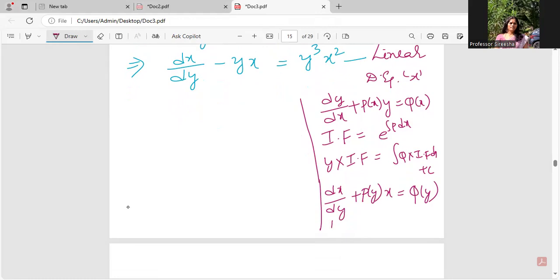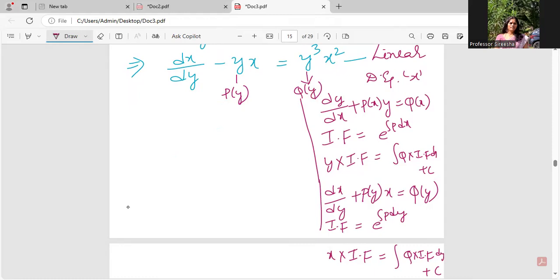So what would be the integrating factor? Wherever x is there, replace it with y. Okay. Integral p dy is what I will write. Wherever y is there, replace it with x. Q into integrating factor dy plus c. So looking at it, you write it. Of course, now this p of x is no more p of x, it is p of y. Q of x is no more q of x, it is q of y.